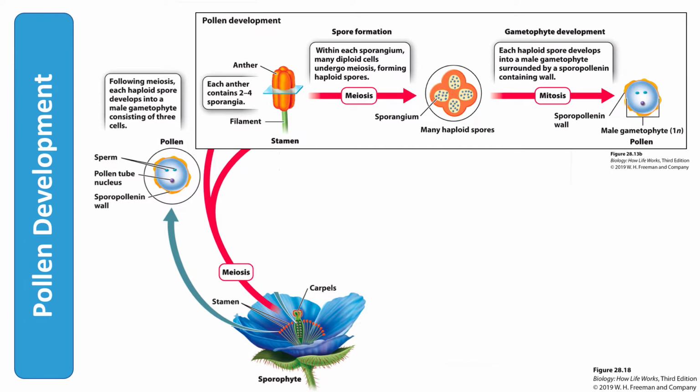A haploid male gametophyte will develop from each of these spores via mitosis. As it develops, it will be surrounded by a sporopollenin wall. Like I mentioned, the mature male gametophyte is comprised of 3 cells, 2 sperm cells and a tube cell, which plays an important role in a moment.